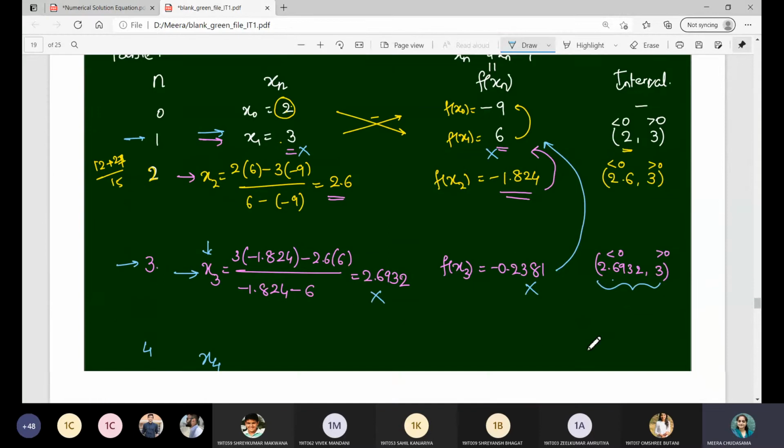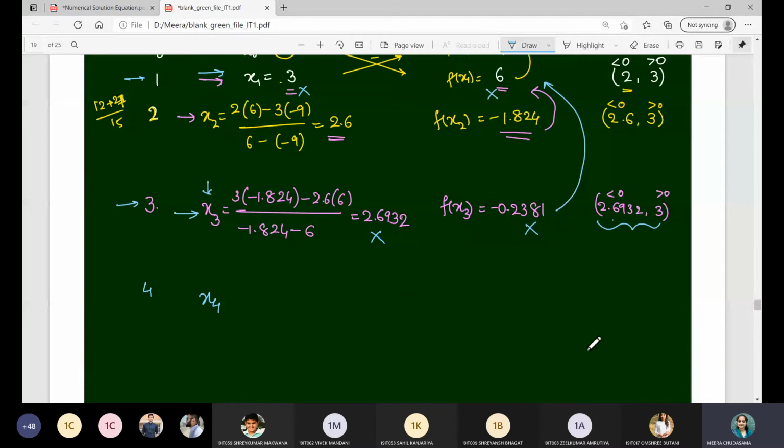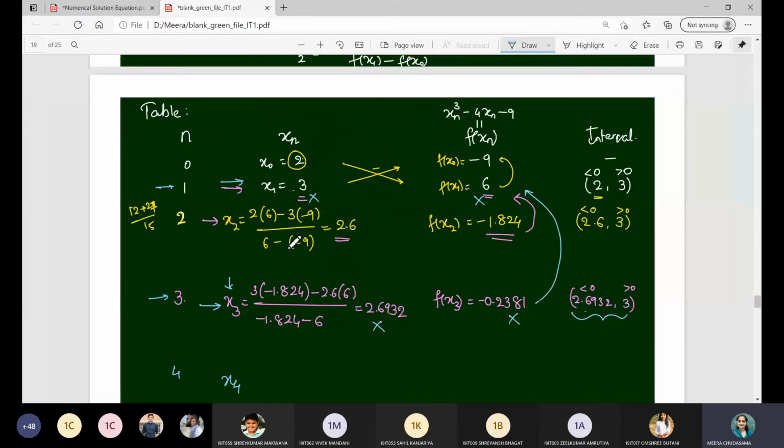so x4 will be evaluated as 3 into minus 0.2381 minus this point, that is 2.6932, into the cross multiplication of it with 6, divided by minus 0.2381 minus 6.